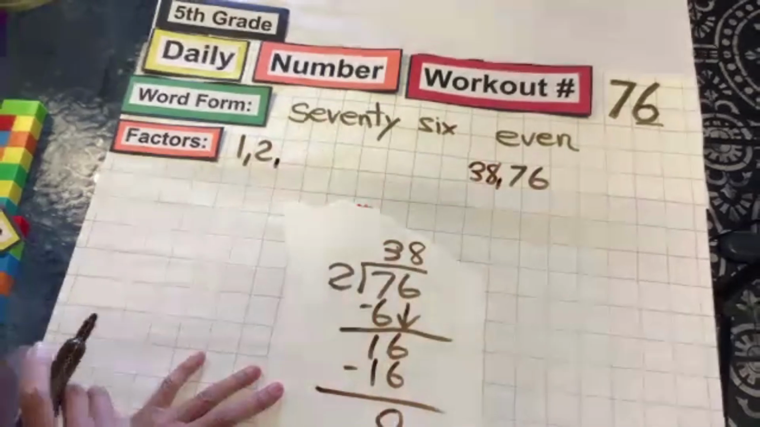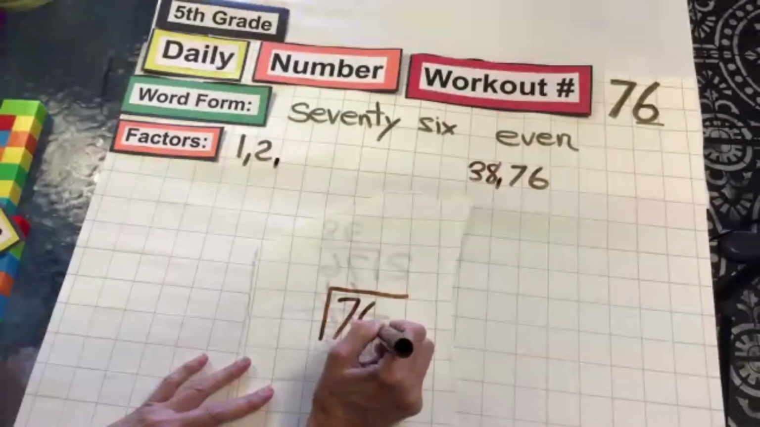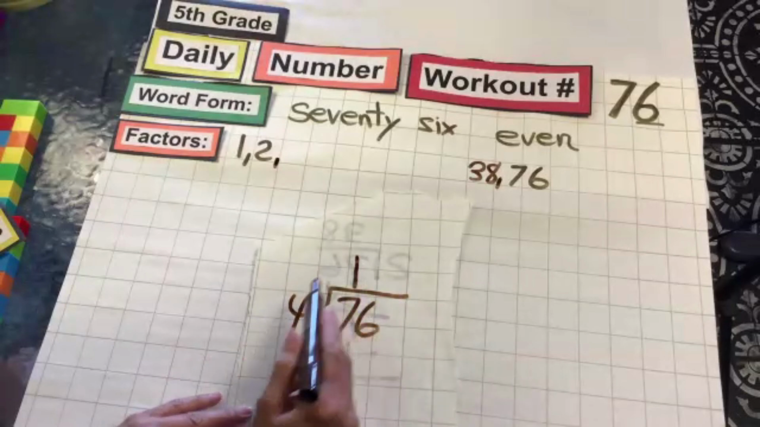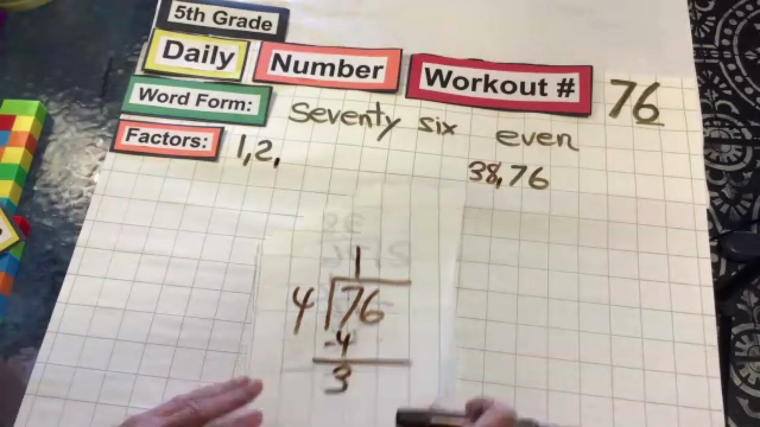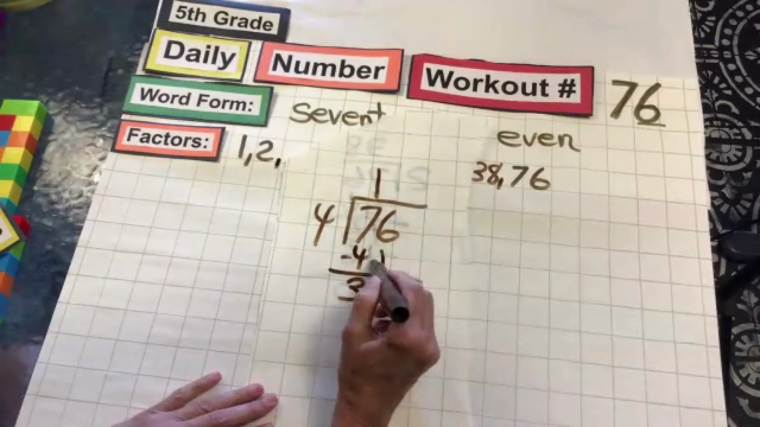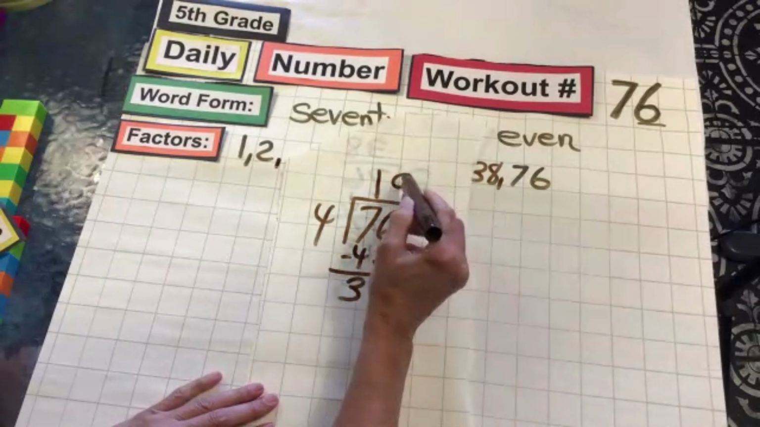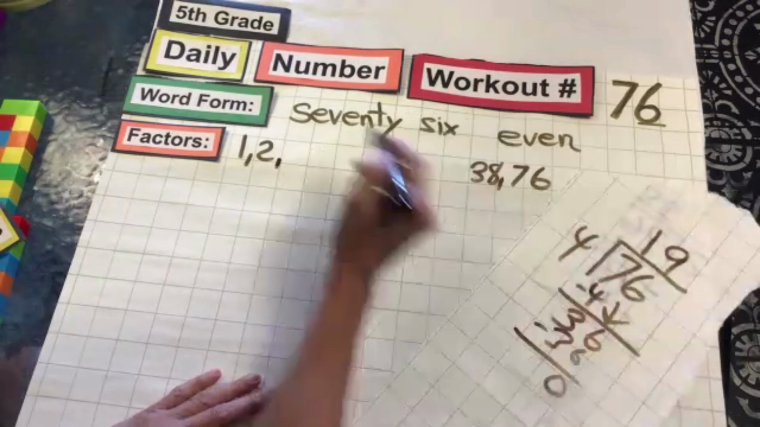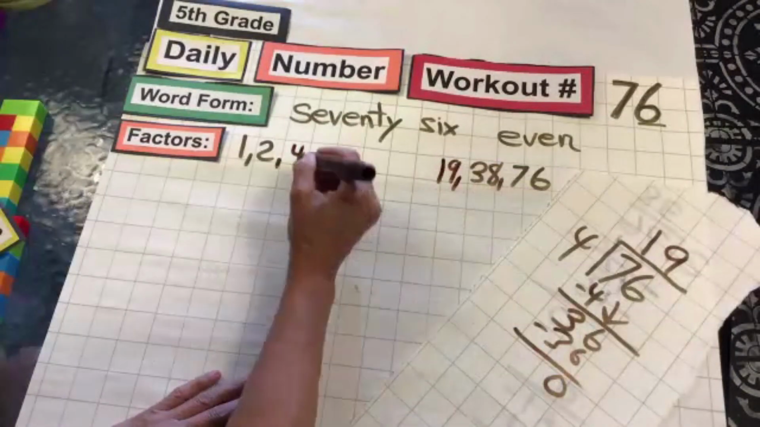3 does not go in. 4 does. Let's flip my scrap paper over and we'll do 4 into 76. So 4 goes into 7 one whole time, because 1 times 4 is 4. We subtract that from 7 and we get 3. 7 minus 4 is 3. 4 doesn't go into 3, so we know we did that correctly. So we drop down the 6. 4 goes into 36 9 whole times, because 9 times 4 is 36. Nothing left over, so we know 4 times 19 equals 76.